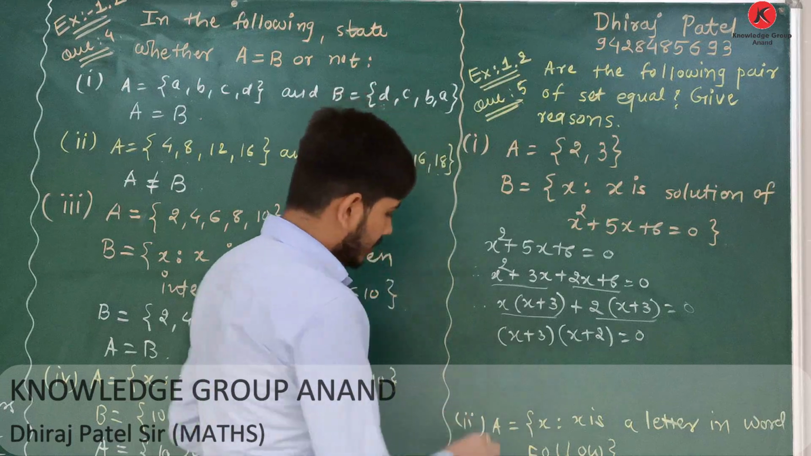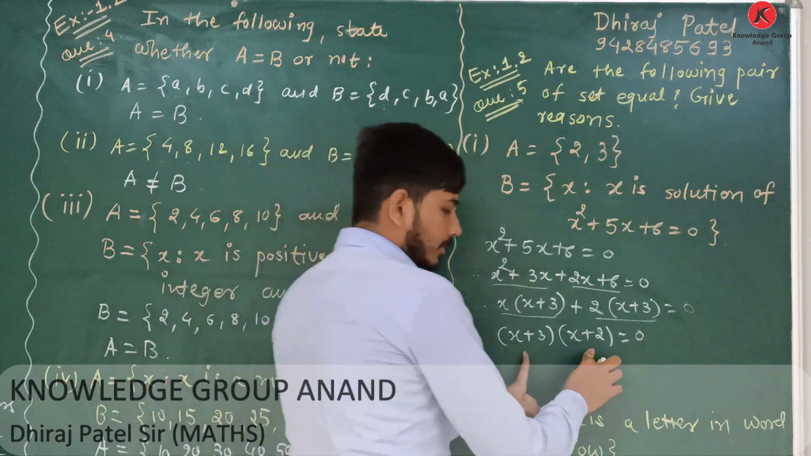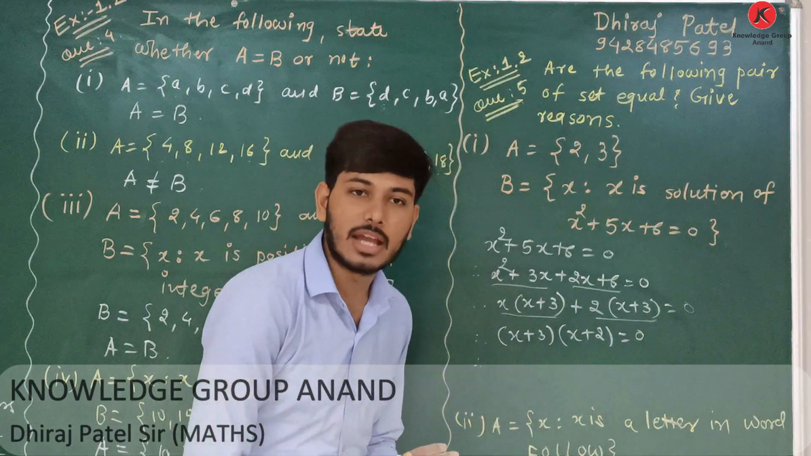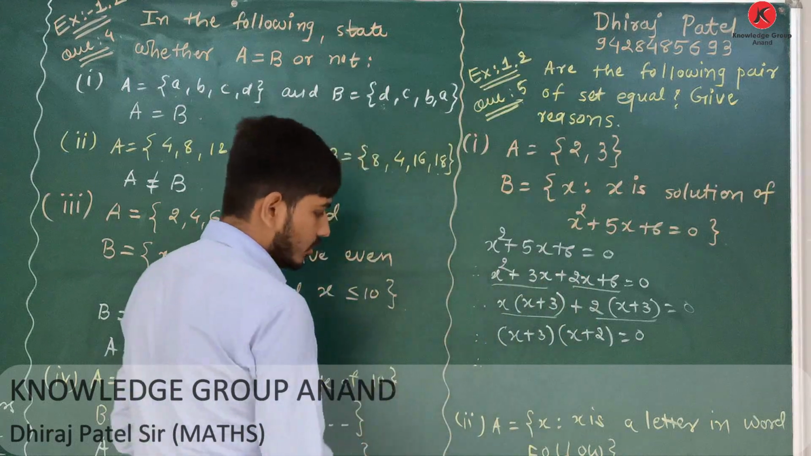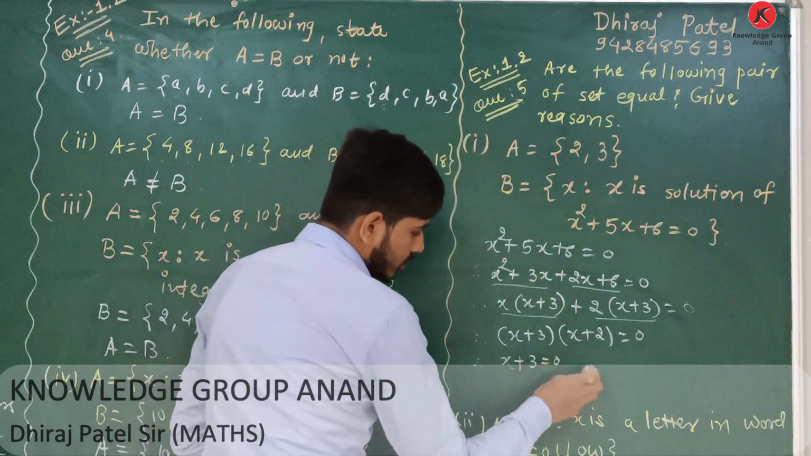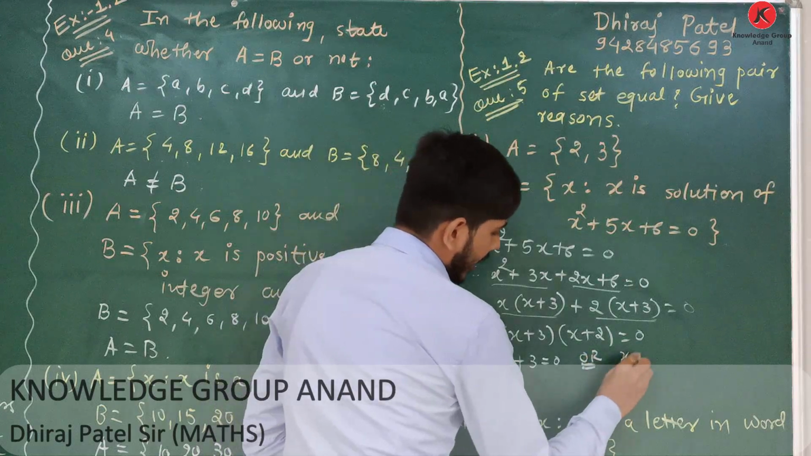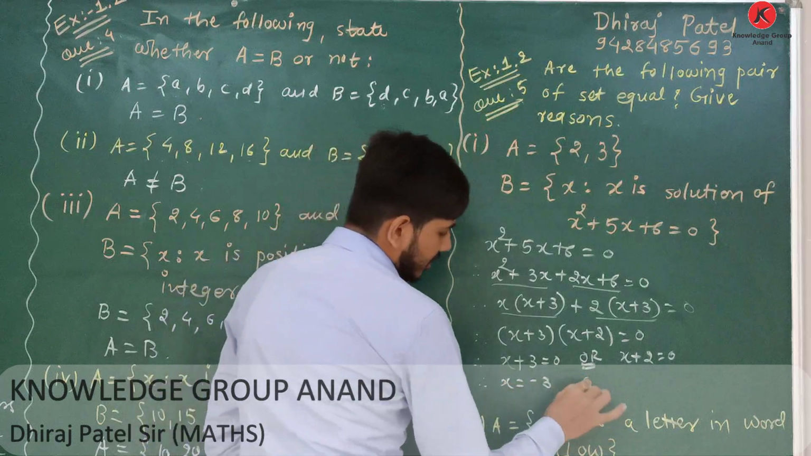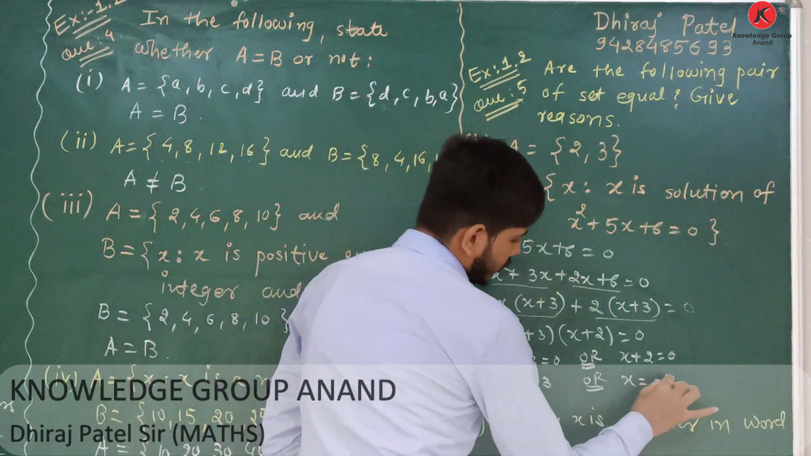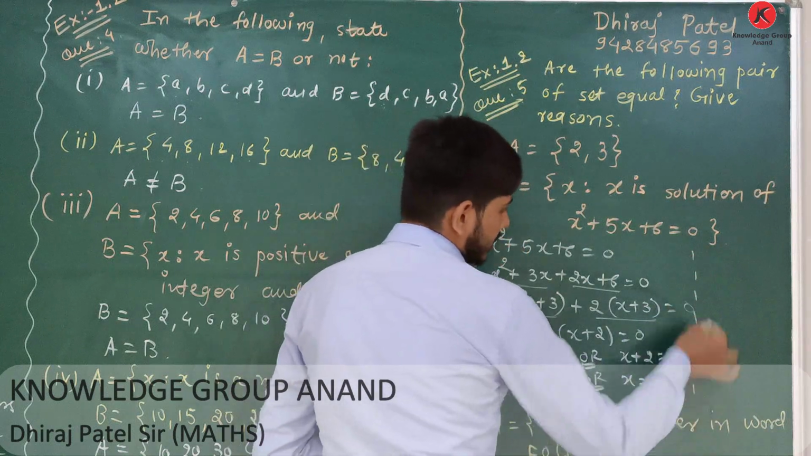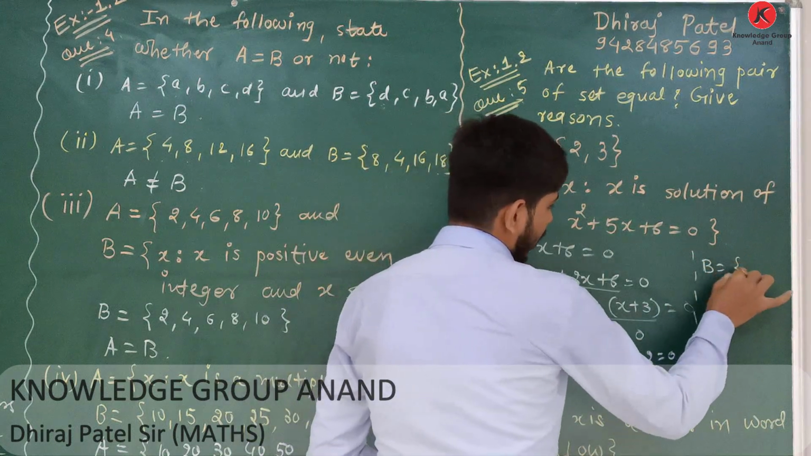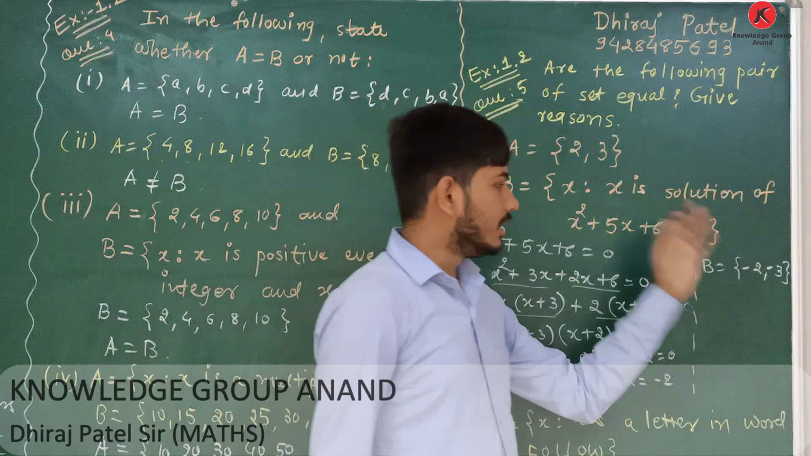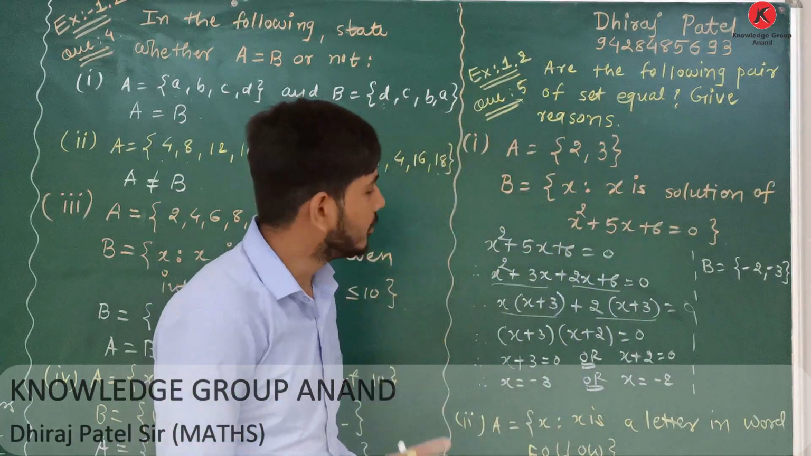equals 0. Now, the multiplication of two brackets equals 0. Therefore, one of them is equal to 0. Therefore, x plus 3 equals 0 or x plus 2 equals 0. Therefore, the value of x equals minus 3 or the value of x equals minus 2. Now see here, set B in roster form equals minus 2 and minus 3.